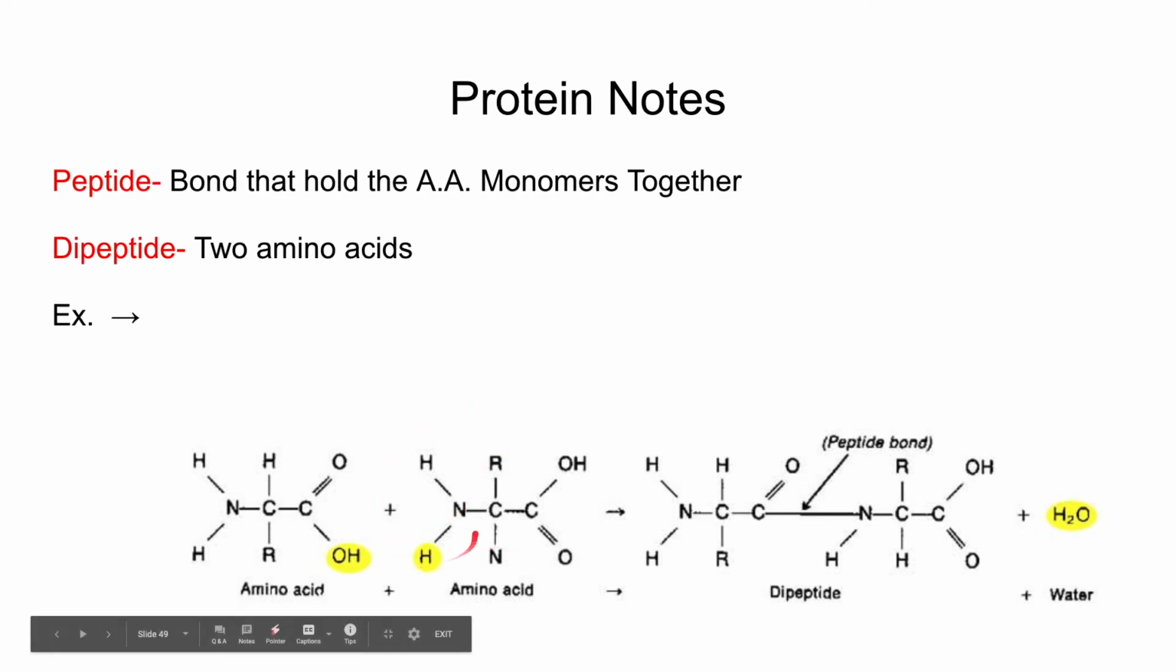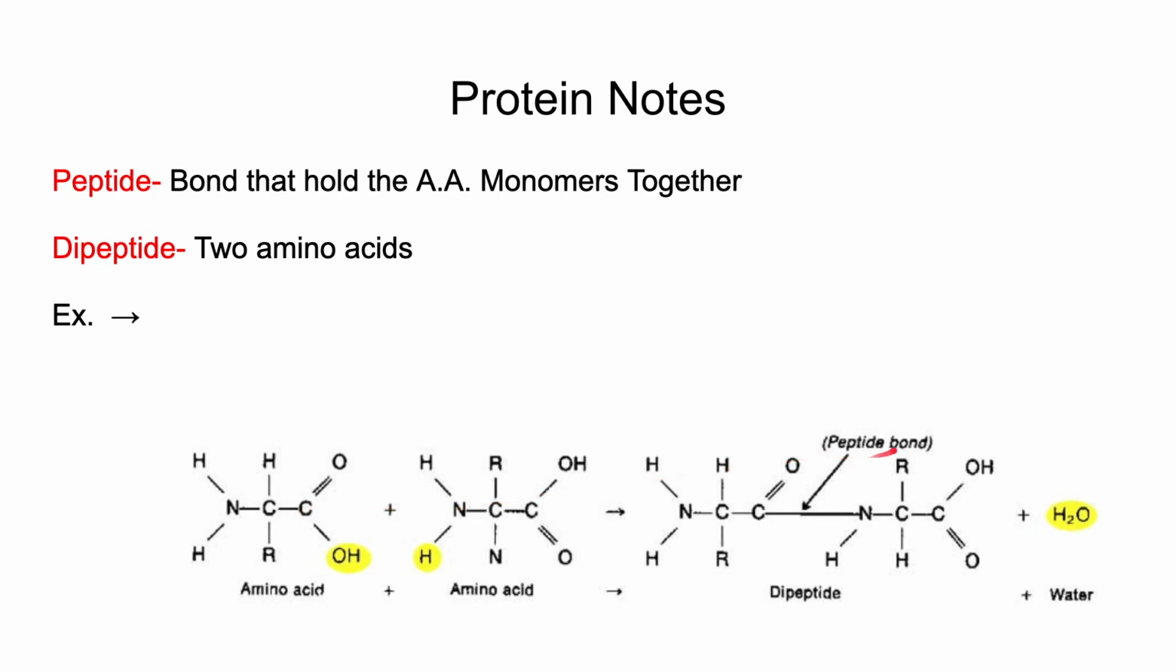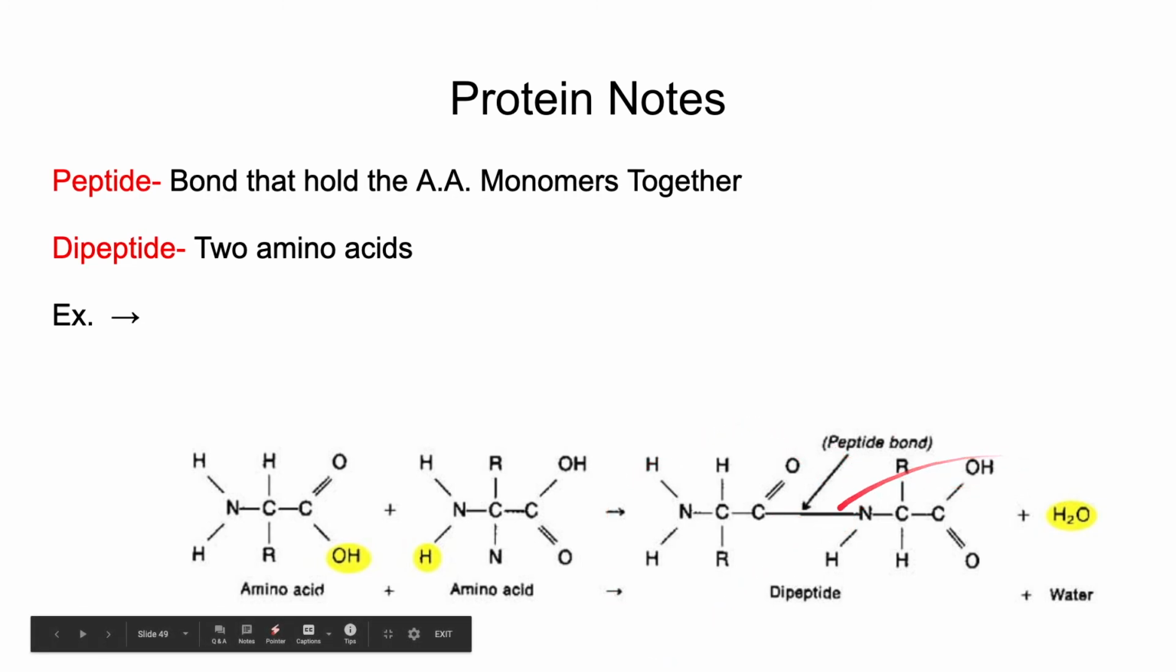a hydrogen from the amino side and you remove it, and then you take an alcohol or an OH group from the carboxylic acid side, and by removing this water molecule, it now allows this carbon to bond straight to this nitrogen, which we call a peptide bond. And since we've now made a peptide bond between two amino acids, we now have a dipeptide.